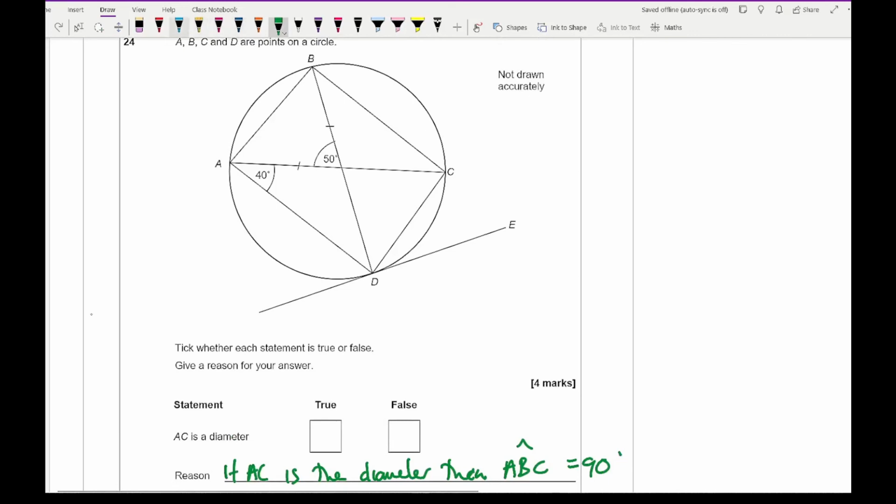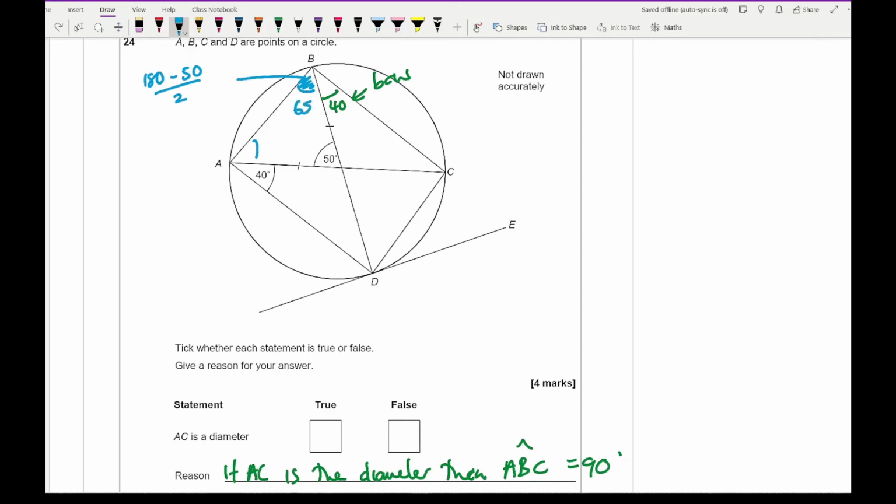Well, looking at this, I know that this angle here is going to be 40. Why? Because it's a bow. I know that this angle here and this angle here are going to be the same because it's an isosceles triangle. So that's going to be 180 minus 50 divided by 2. And that gives me an answer of 65.